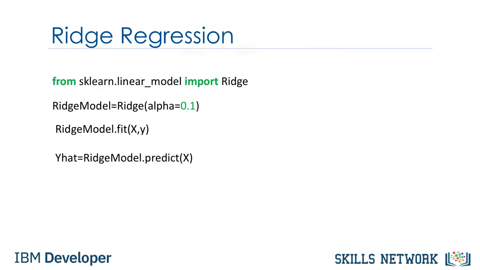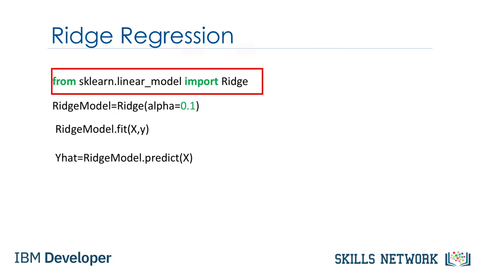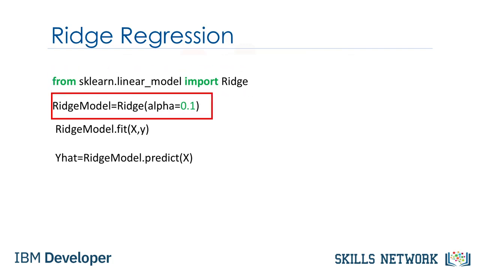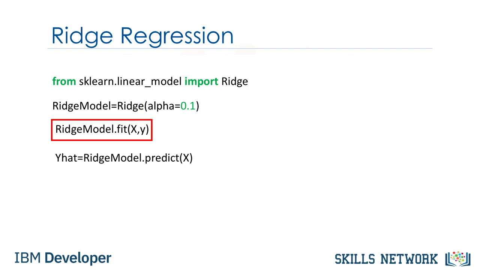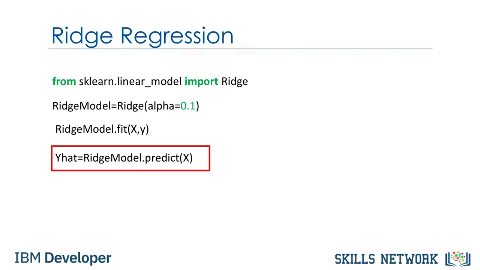To make a prediction using ridge regression, import Ridge from sklearn linear models. Create a Ridge object using the constructor. The parameter alpha is one of the arguments of the constructor. We train the model using the fit method. To make a prediction, we use the predict method.